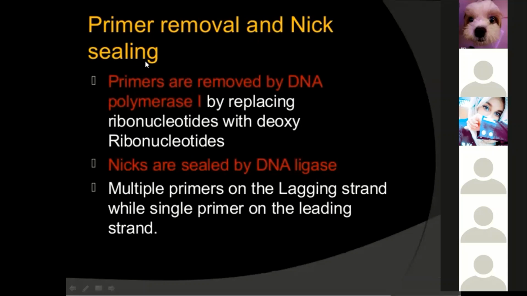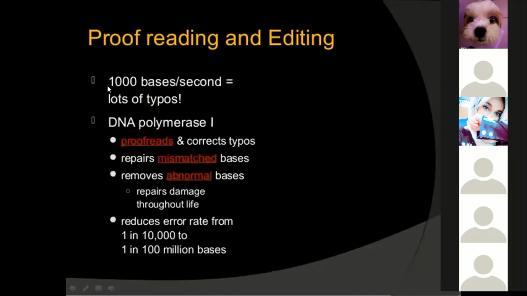And then proofreading and editing. There are 1,000 base pairs per second, so there might be every possibility that some errors are there. So DNA polymerase 1 proofreads and corrects the typos. It repairs the mismatched bases. It removes abnormal bases, and repairs damage throughout the life.